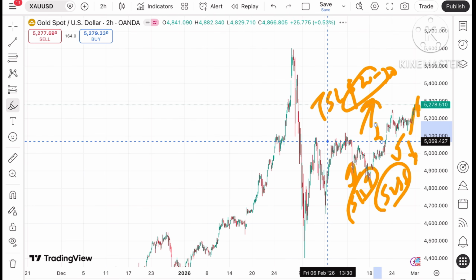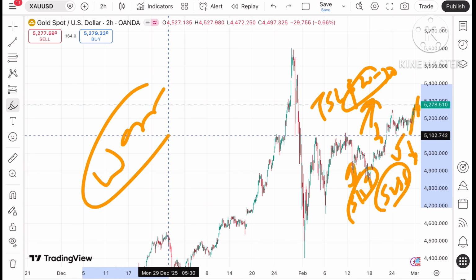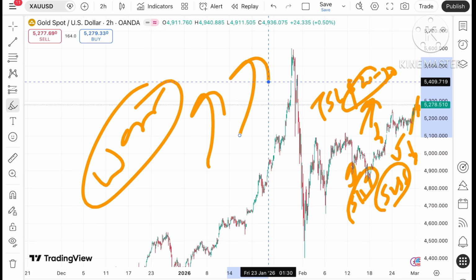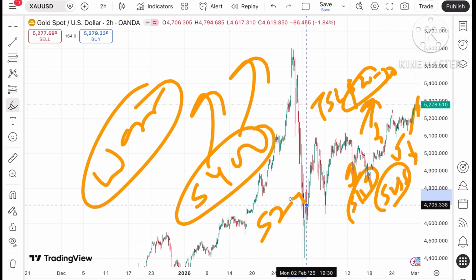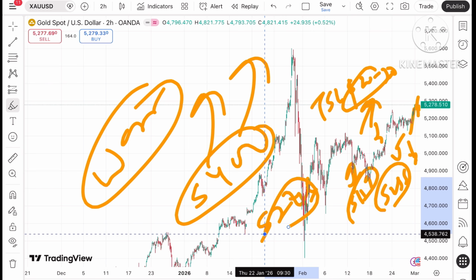Any doubt regarding this, you can mail me. There is a war situation coming, so we can see a higher chance of further upside. The next level is above 5400, or if it starts going below 52.26, we can see a further fall.